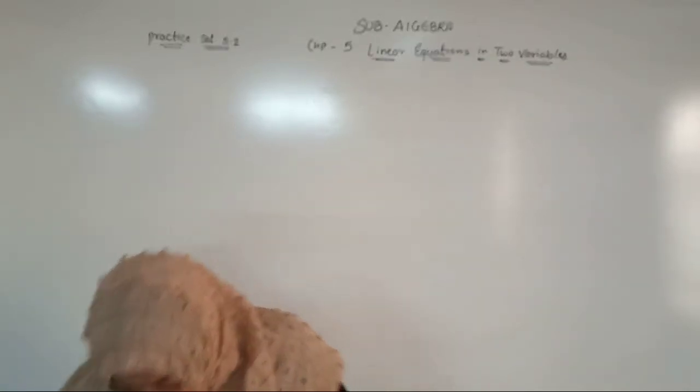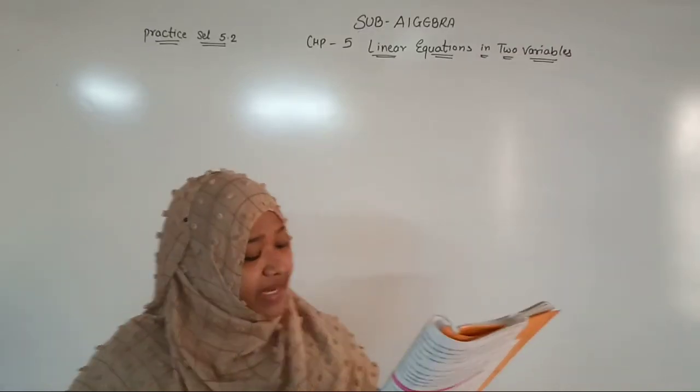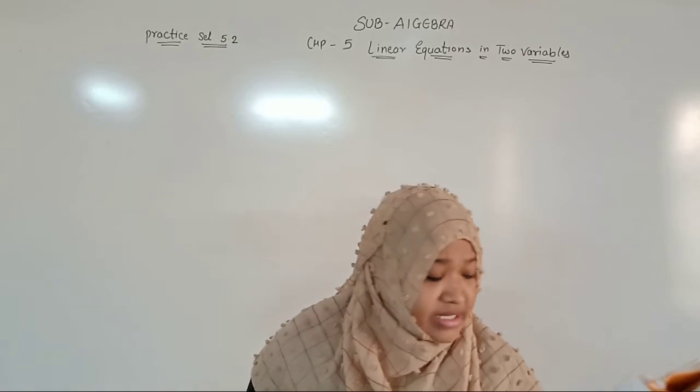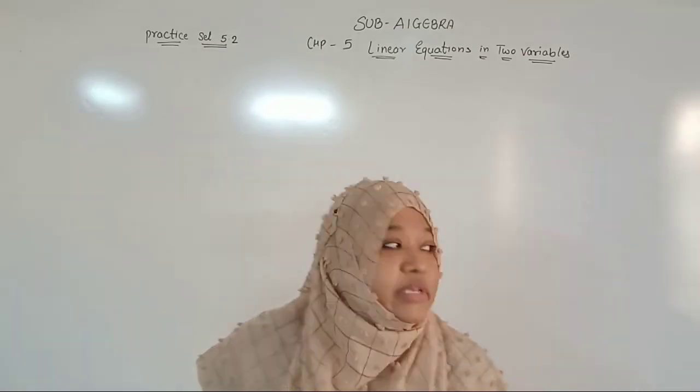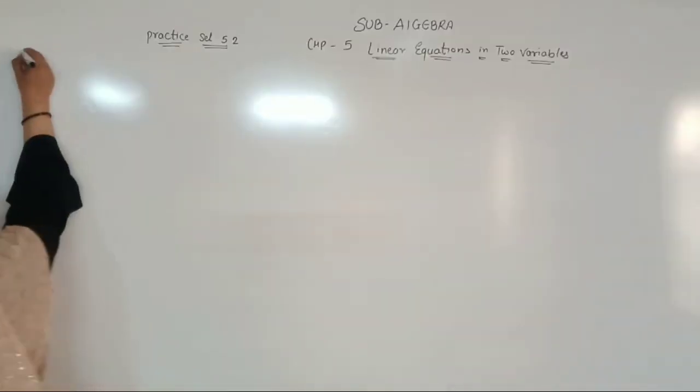Done? Now we will go for question number 6. The price of 3 chairs and 2 tables is 4,500. The price of 5 chairs and 3 tables is 7,000 rupees. Find the price of 2 chairs and 2 tables. And it means you have to add. Okay? Now students, question number 6.